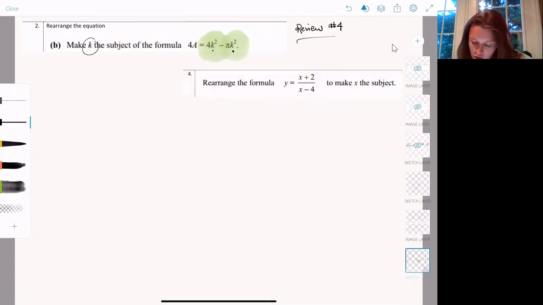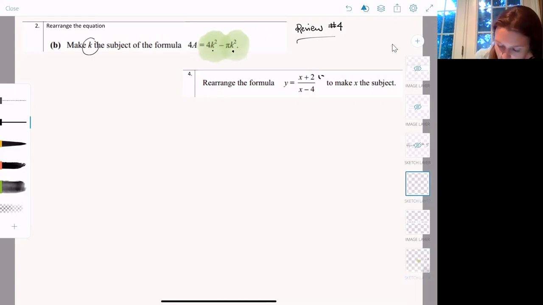Yeah. So this question right here: rearrange the formula to make x the subject. You'll remember that we multiplied both sides by x minus 4. Then we distributed.